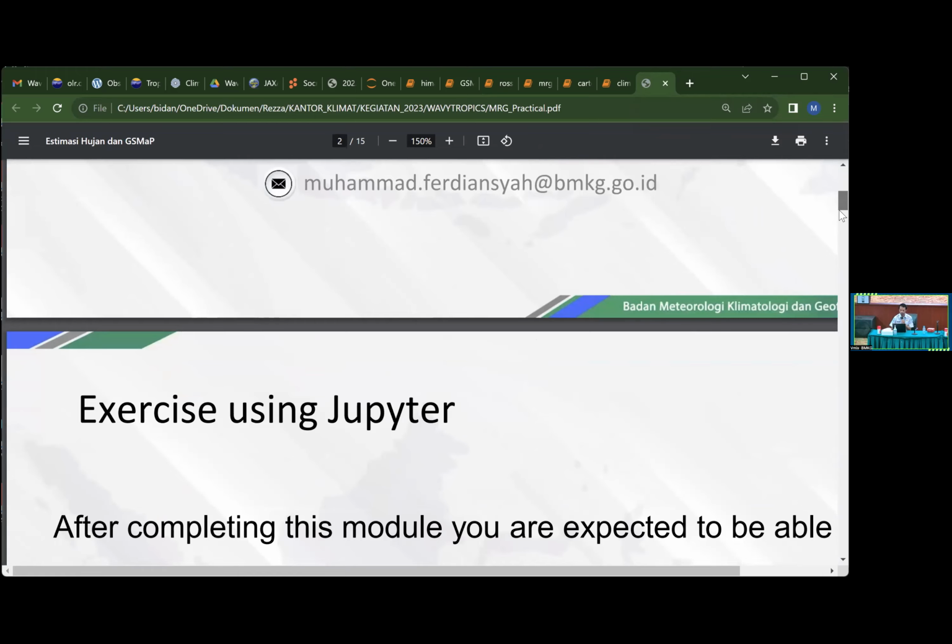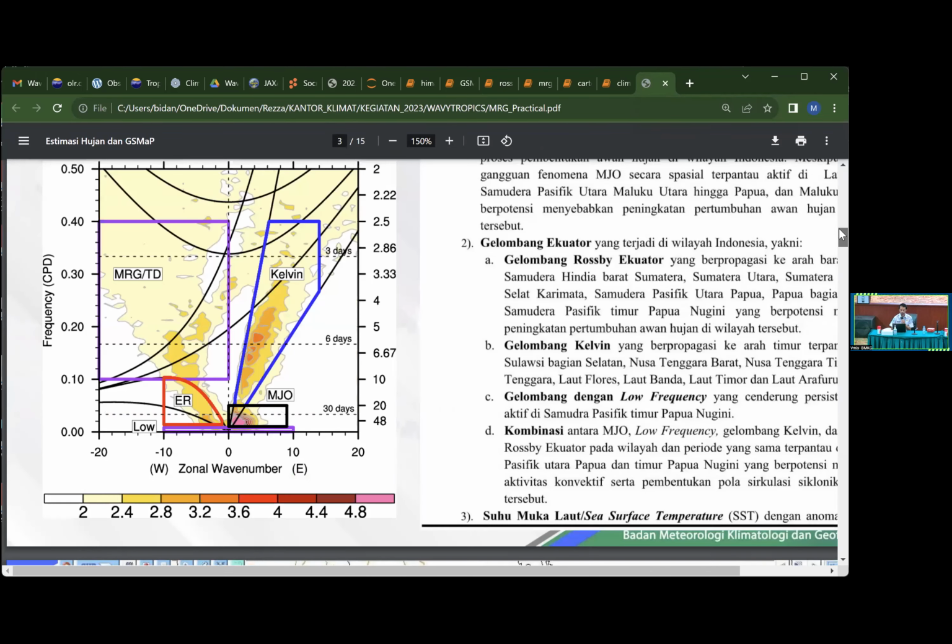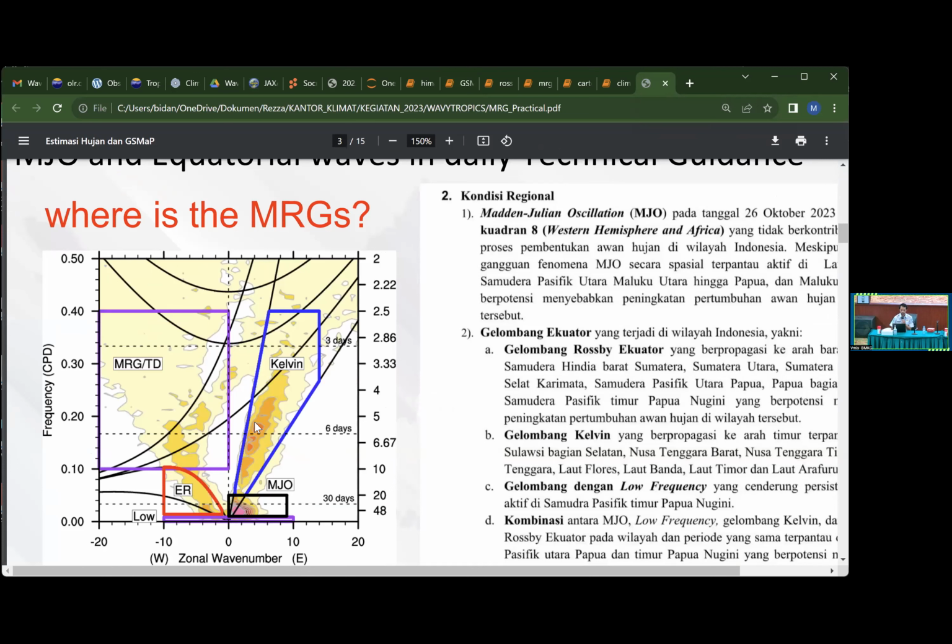So if you want to filter higher frequency waves, for instance the inertia gravity wave, I will go back to this slide. You can see on the right-hand axis, the vertical axis is the period. So this is 2 days. This one is for inertia gravity wave, and this is also inertia gravity. So this is the short period of the wave.